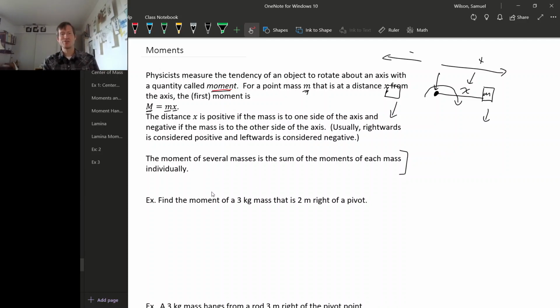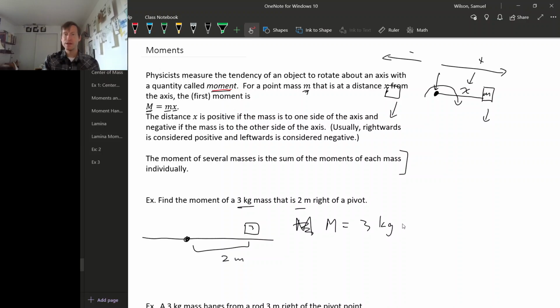So just to get used to this formula, let's find the moment of a 3 kilogram mass that's 2 meters to the right of a pivot. So we have some sort of pivot point. There's maybe some sort of balance beam that we're putting our masses on, and we're putting a 3 kilogram mass 2 meters to the right of the pivot. So the moment for this situation is the mass, which is 3 kilograms, times the distance to the axis, or the displacement from the axis, which is 2 meters. So that's 6 kilogram meters.